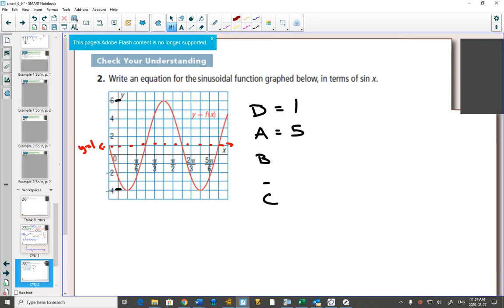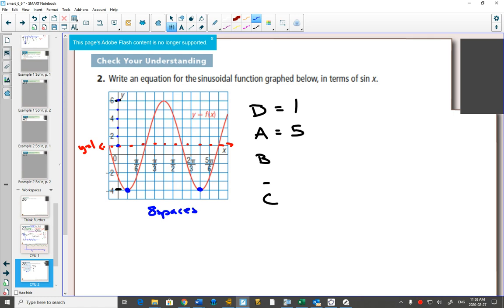The B value is going to be the one that's the most effort to calculate because your B value is related to your period. If you want to calculate your period, you need to figure out, if I choose a minimum, for example, when's the next minimum? If I count 1, 2, 3, 4, 5, 6, 7, 8, it's 8 spaces. But you can't write 8 spaces in your equation. Amplitude is the distance from your center line. 1, 2, 3, 4, 5.